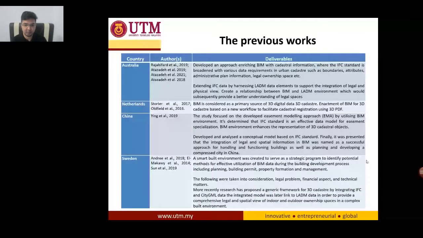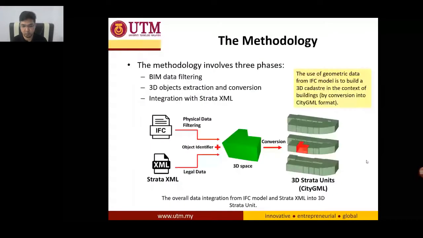So this is the previous work based on country that related to our studies. I'm not going to explain in detail, but you can refer to in the paper. So in our work, the methodology involved 3 phases. The first one is BIM data filtering, and the second one 3D object extraction and conversion, and last is the integration with Strata XML.